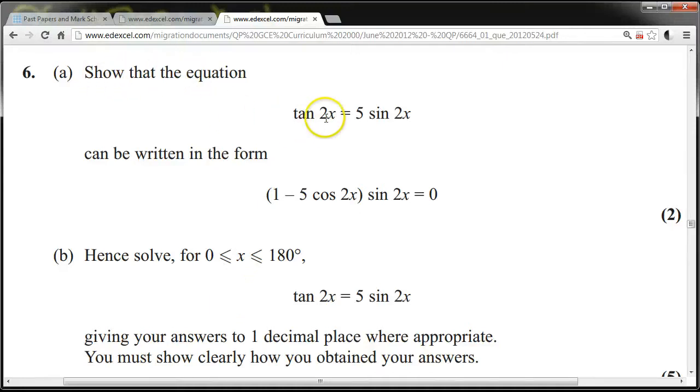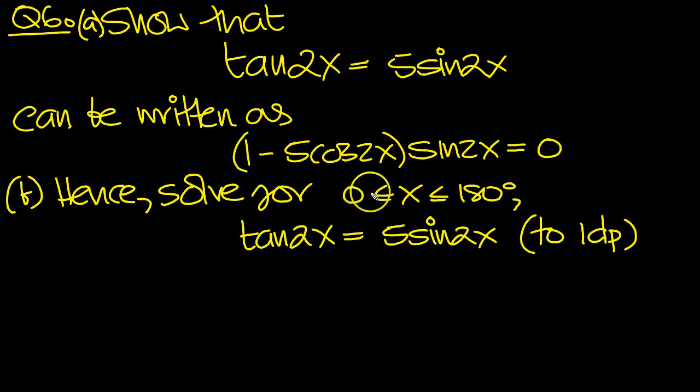Show that the equation tan 2x equals 5 sine 2x can be written in the form (1 minus 5 cos 2x) times sine 2x equals 0. Hence, solve for x between 0 and 180 degrees the equation tan 2x equals 5 sine 2x, giving your answers to one decimal place where appropriate. You must show clearly how you obtained your answers. So let's have a little look at this then.